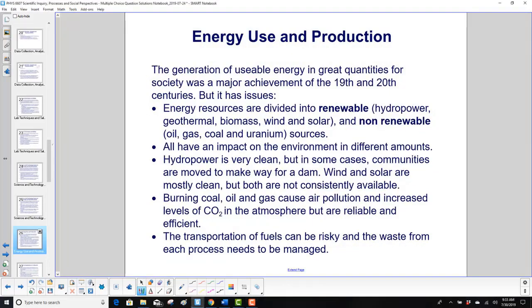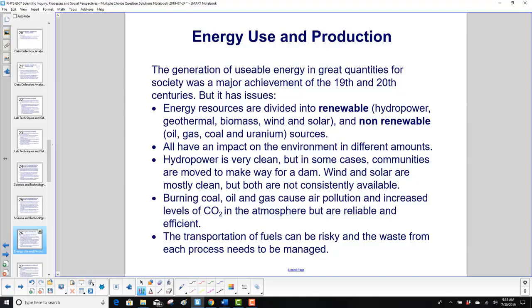Specifically, let's talk about energy. The generation of usable energy in great quantities for society was a major achievement of the 19th and 20th centuries. But again, it has issues. First, let's classify energy resources as renewable: hydropower, geothermal, biomass, wind and solar. That means they should last forever. And non-renewable: oil, gas, coal, and uranium.